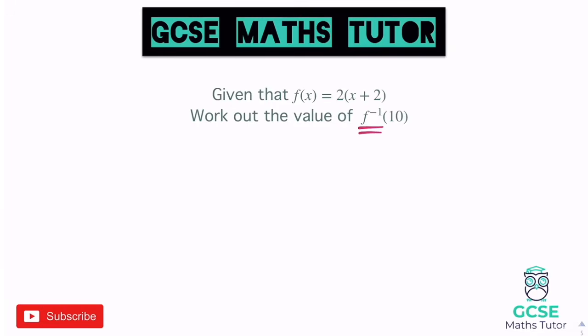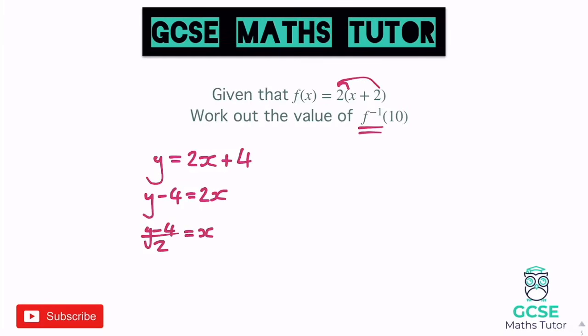Now straight away we've got some brackets there, so we need to expand these brackets. So let's expand that straight away when we write y equals. So y equals 2 times x, which is 2x, and 2 times 2, which is 4, so plus 4. And let's find the inverse function. So subtract 4 from both sides, y minus 4 equals 2x. Divide by 2, we get y minus 4 over 2 equals x. And let's write our inverse function. So f minus 1 of x equals x minus 4 over 2, rather than y minus 4 over 2.